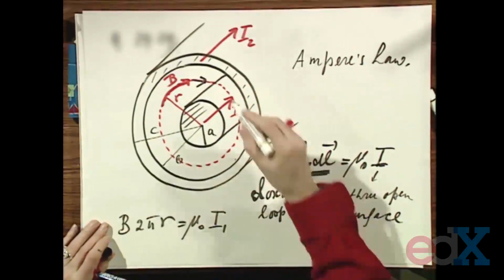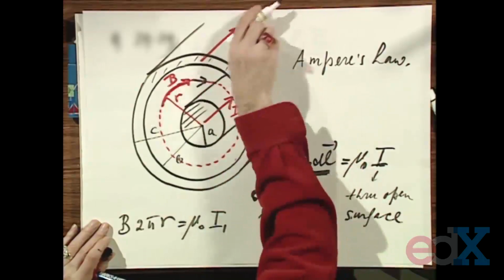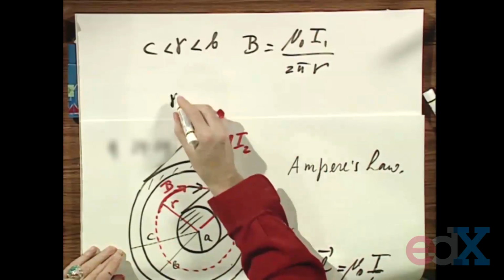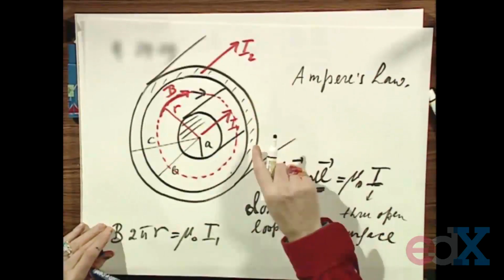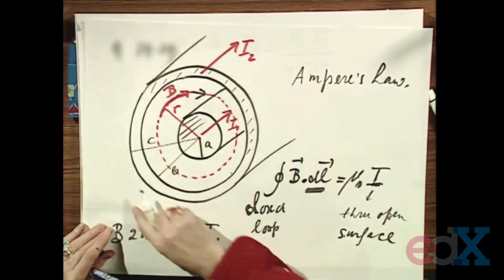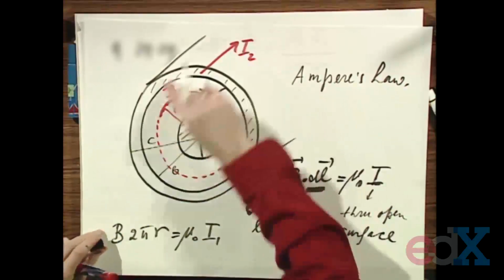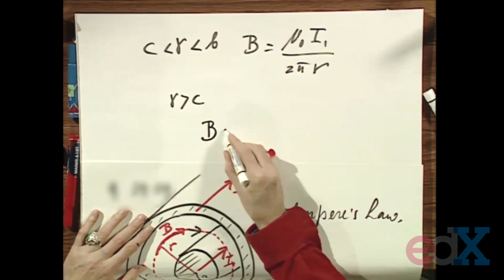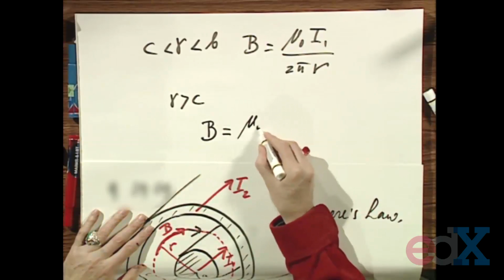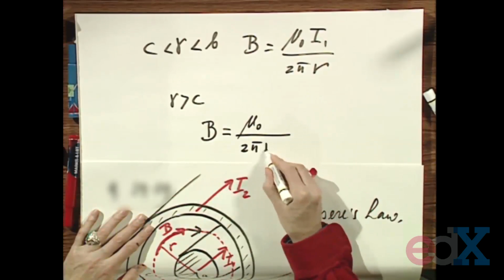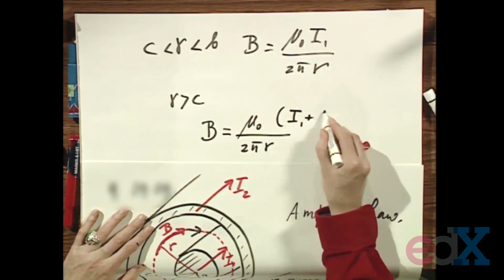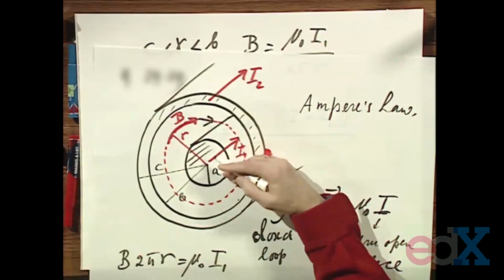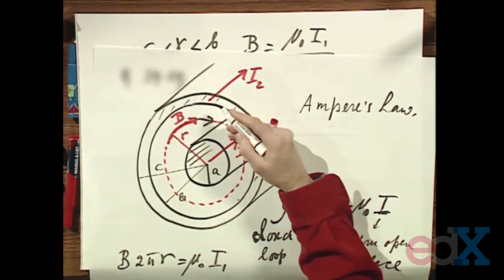If, however, I have also a current I2 flowing in the same direction as I1, and I want to know now what the magnetic field is larger than C, outside here, again I make a circular loop and I go through exactly the same exercise of Ampere's law, and now, no surprise, I will find that B equals mu 0 divided by 2 pi r, but now I have here I1 plus I2. And if I1 and I2 are the same in magnitude, but in opposite directions, then obviously the net result will be 0.